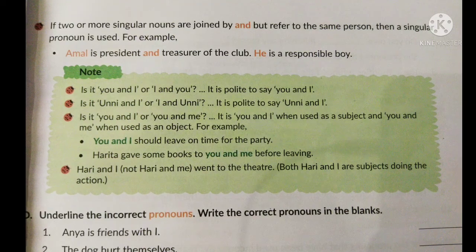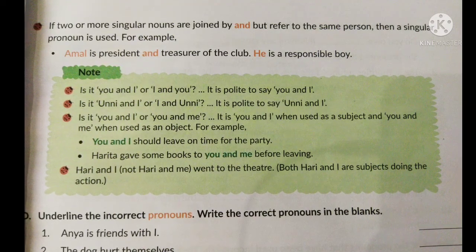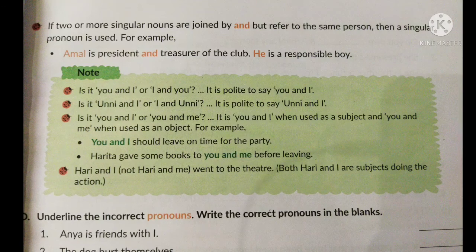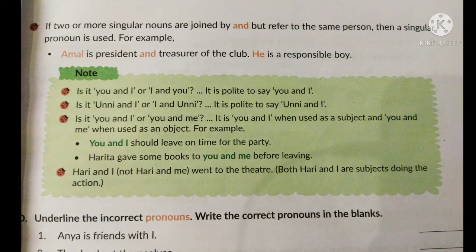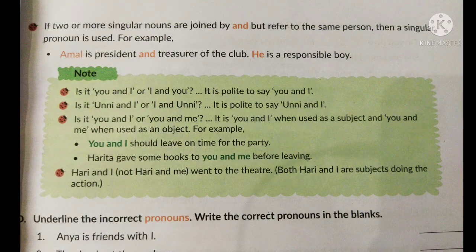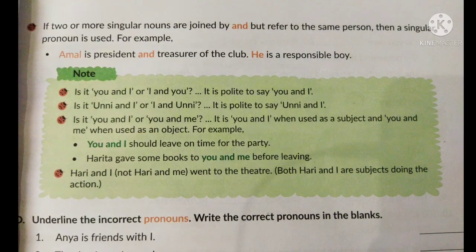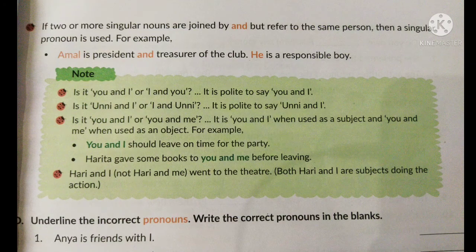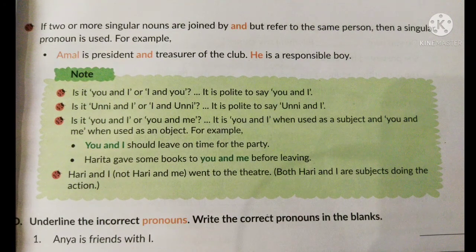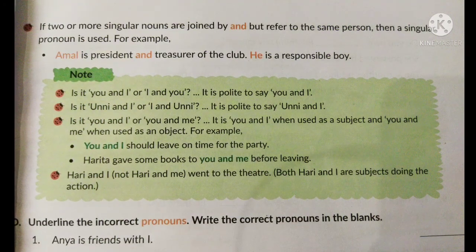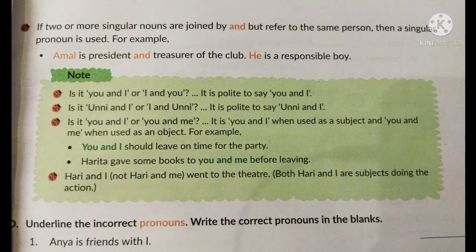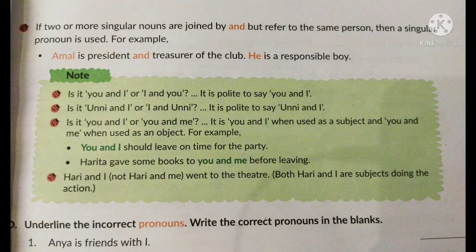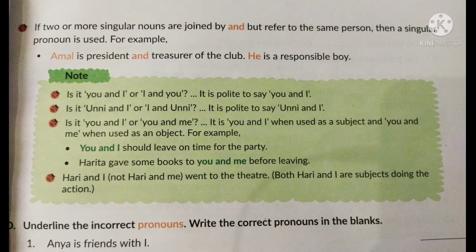Also, the last rule goes, if two or more singular nouns are joined by the conjunction and, but they refer to the same person, then a singular pronoun will follow. Like, Amal is president and treasurer. It means Amal is the same person who is the president as well as the treasurer of the club. So we are referring to the same person. Then in the pronoun, we take a singular pronoun by writing, he is a responsible boy.